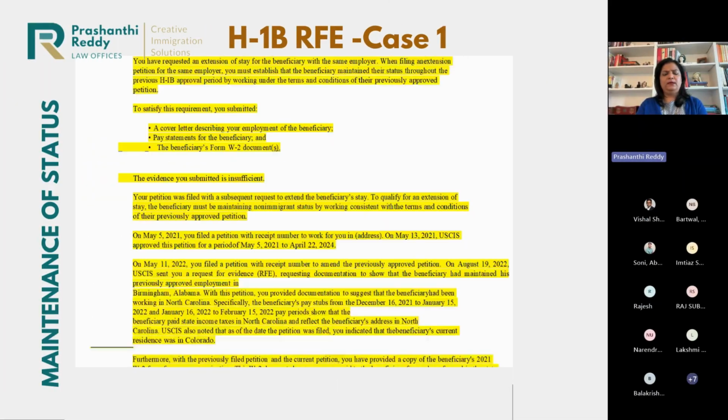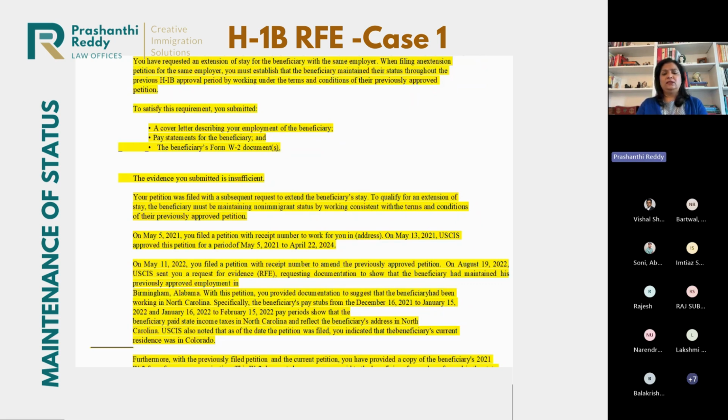The first one would be for maintenance of status. Now, this RFE will show you exactly what you shouldn't do in a change in work location. So this was a client who came to us after the H1 was filed on their own, and they came to us and they got the RFE. And this is a learning moment as to what not to do, whether you're a beneficiary or whether you're an employer, what you shouldn't do. And you can see what happens.